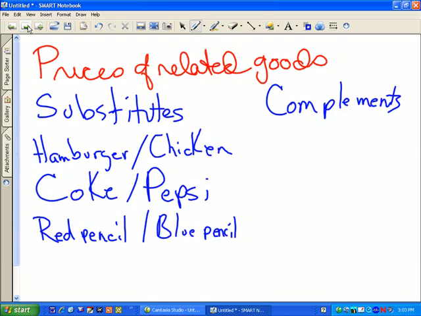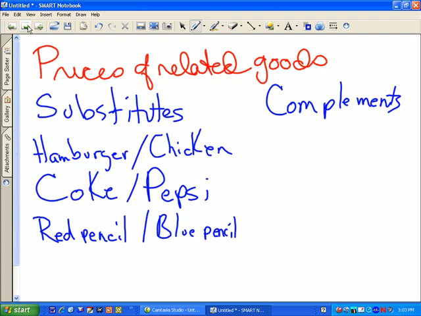Now realize in the case of Coke and Pepsi, it's quite possible that you have a definite opinion on which you prefer, in which case they're not substitutes. If you will only drink Coca-Cola, Coke, then this isn't a substitute for you. But in my world, these are substitutes.